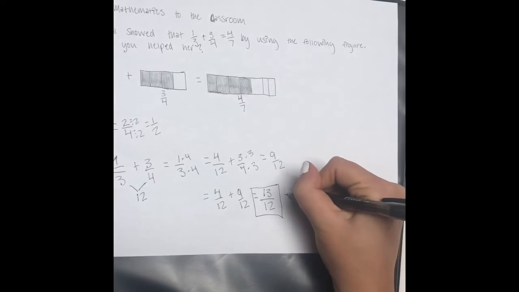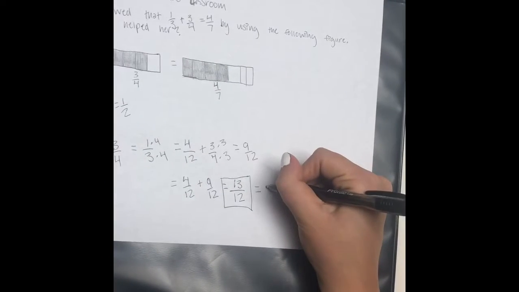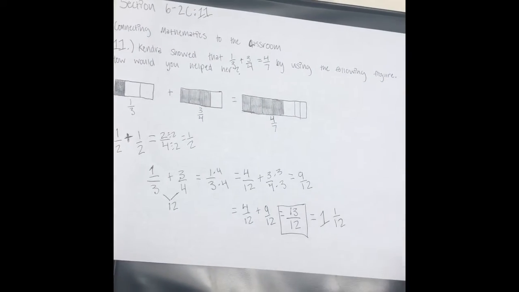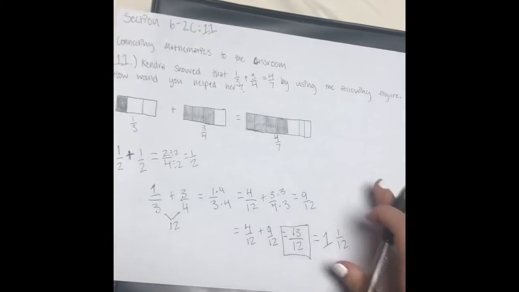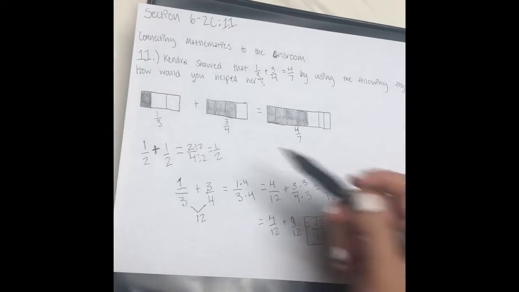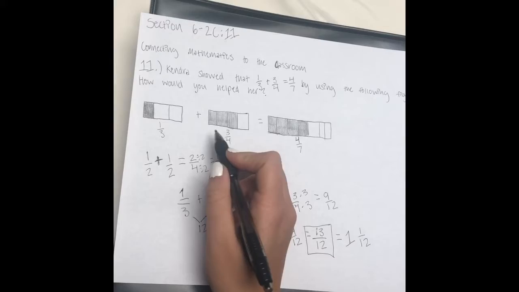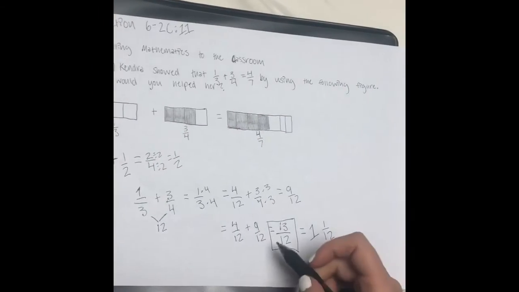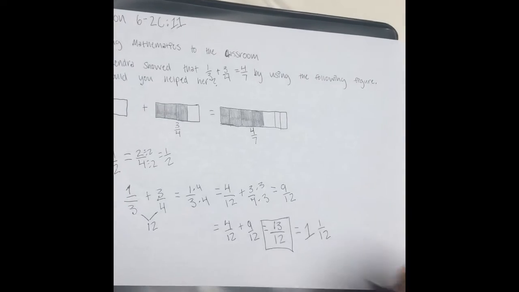To simplify this, we get a mixed number. So this ends up being 1 and 1/12. So that is our answer. And just to go over that again, helping Kendra, I would explain that instead of just adding both the numerator and the denominator together, we actually have to find a common denominator first and then go from there.